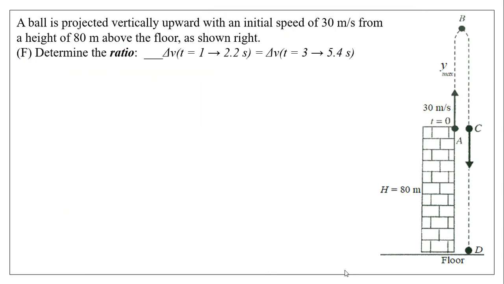Okay, part F asks you to find the ratio of the change in velocity. Notice here it is change in velocity, not final velocity, not initial, not average. It wants the change in velocity between 1 to 2.2 seconds compared to the change in velocity between 3 to 5.4 seconds. This one's pretty straightforward. I've done this in another video, so if you need to, watch the other ones.